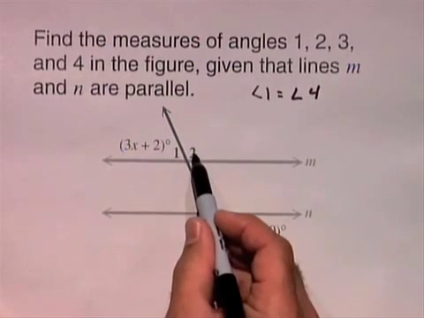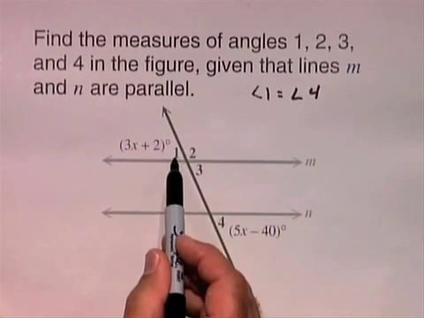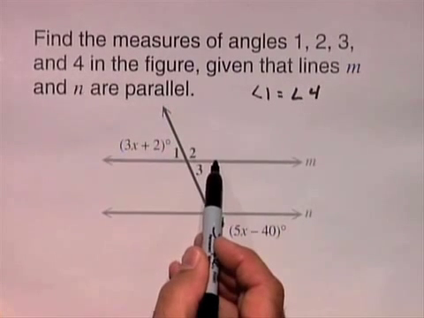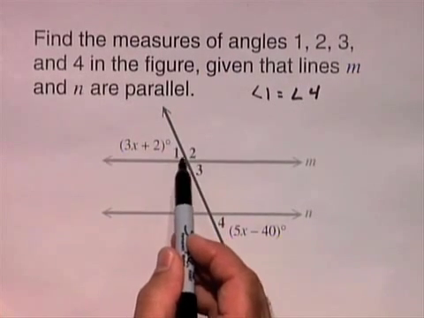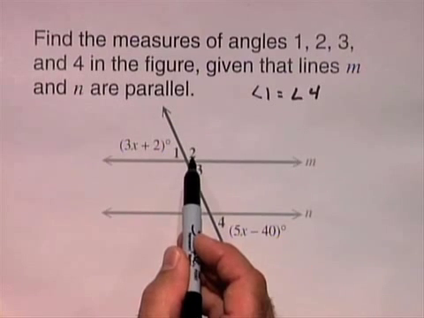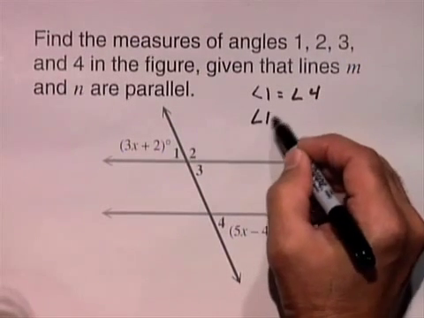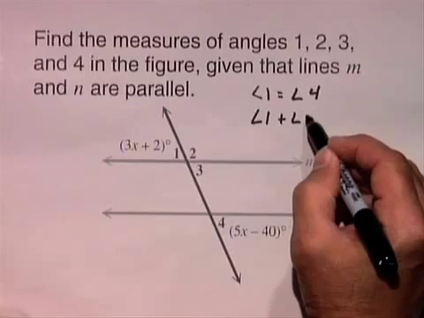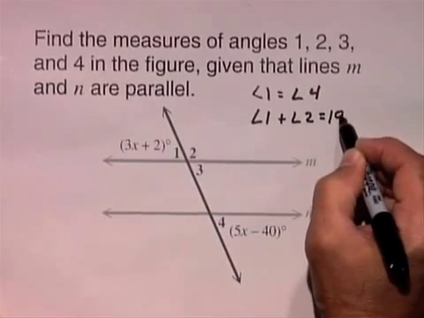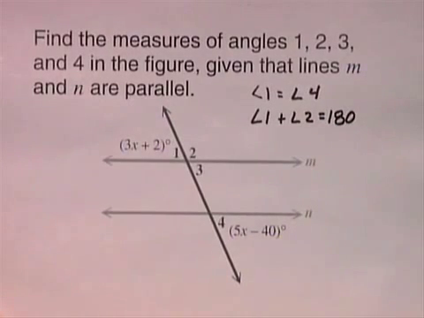Next, what about angle 2? Well, relative to angle 1, they form this straight line. And that means that angle 1 and angle 2 are supplementary, and that means we have an equation: angle 1 plus angle 2 equals 180 degrees.